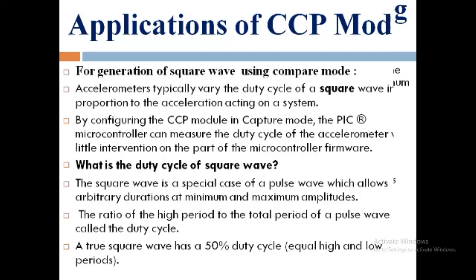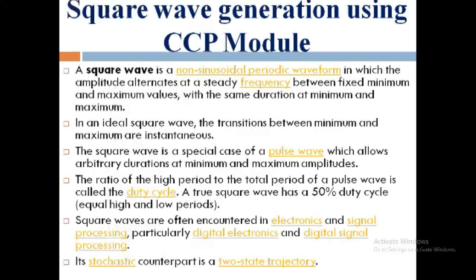Then the next point is square wave generation using CCP module. A square wave is a non-sinusoidal periodic waveform in which the amplitude alternates at a steady frequency between fixed minimum and maximum values, with the same duration at minimum and maximum. In an ideal square wave, the transitions between minimum and maximum are instantaneous.